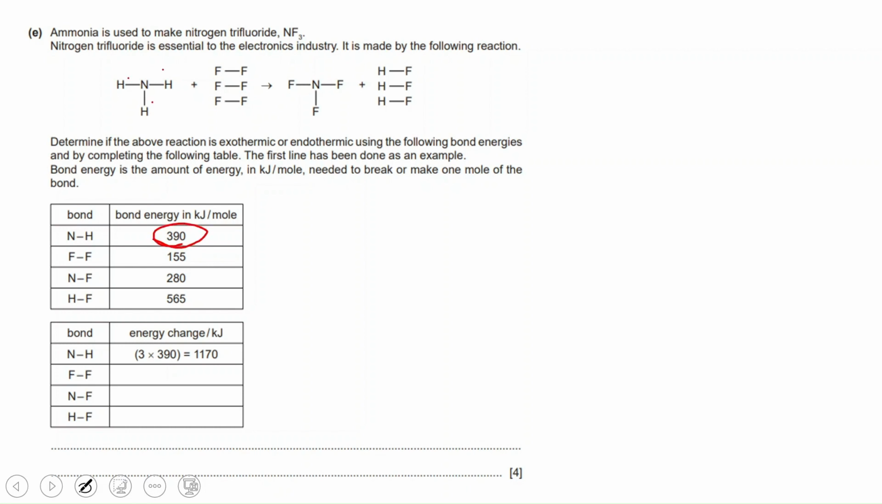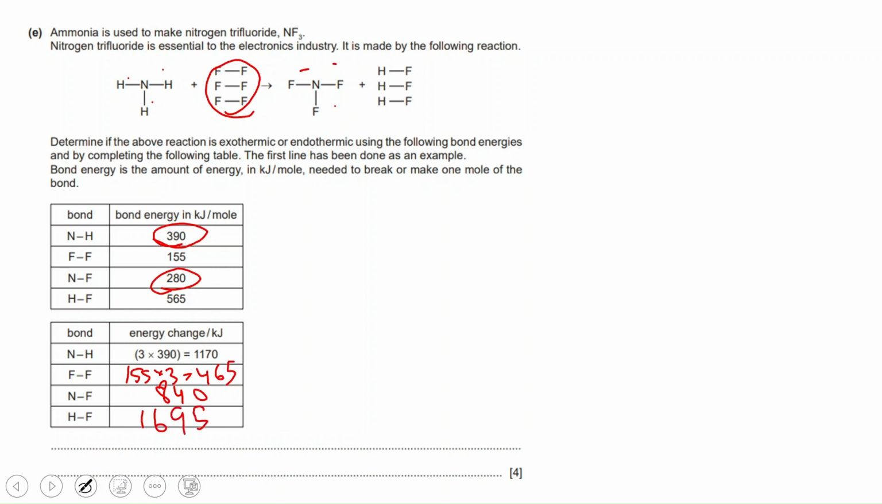So that is something that's already done for us. The FF bond, there are 3 of them. So we just do FF is 155. So 155 into 3 is 465. The NF, there are 3 of them again, 1, 2, 3. So NF is going to be 280. So I'm just going to write 280 into 3 in my calculator, and that's going to give me 840. And the HF bond, there are 3 of them, and it's 565. So 3 into 565 is 1695.